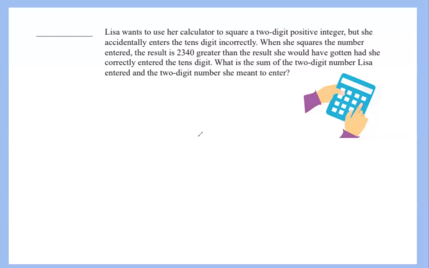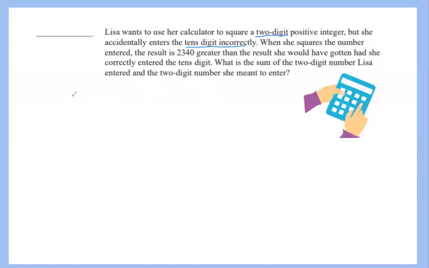Hello everyone. So in this video, we'll talk about another MathCounts problem. So this was a target question. We have a person, Lisa, who wants to use a calculator to square a two-digit number. Okay, so just keep this in mind. But she accidentally enters the tens digit incorrectly. And when she does the new number, the result is 2340 larger than the original number that we were expecting.